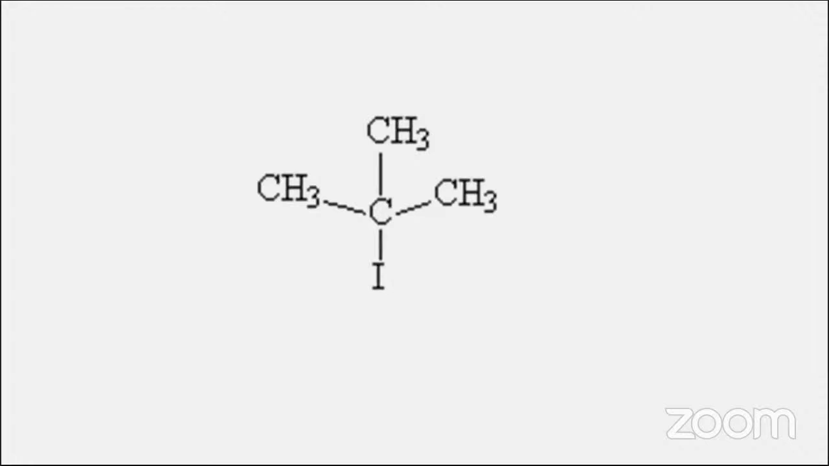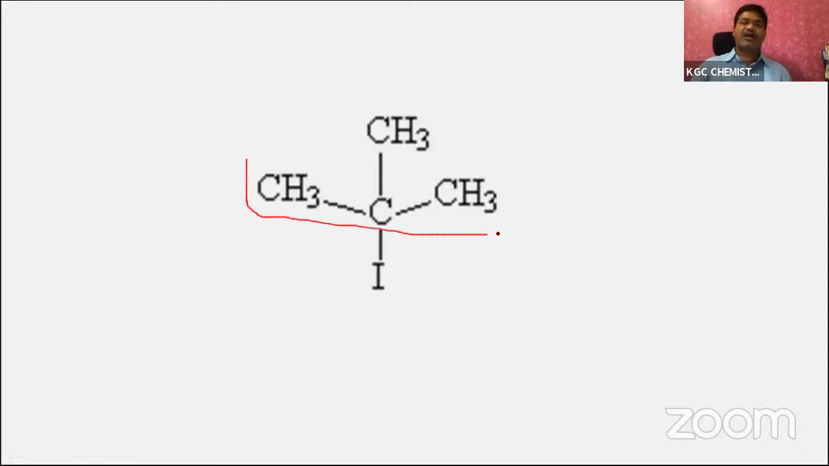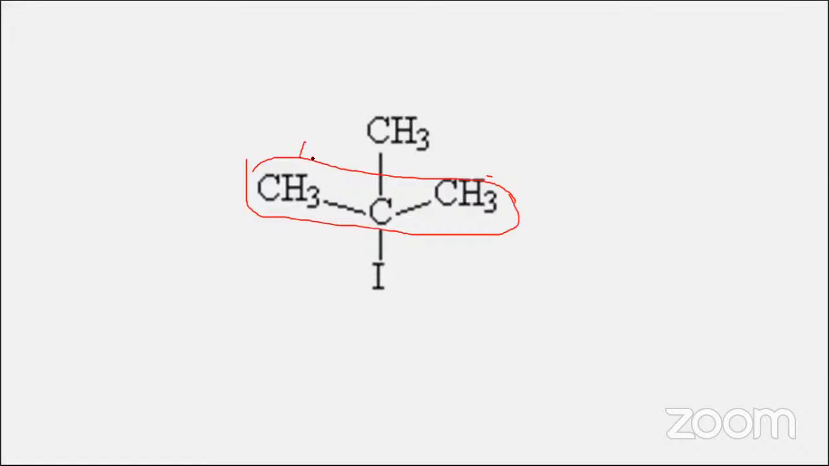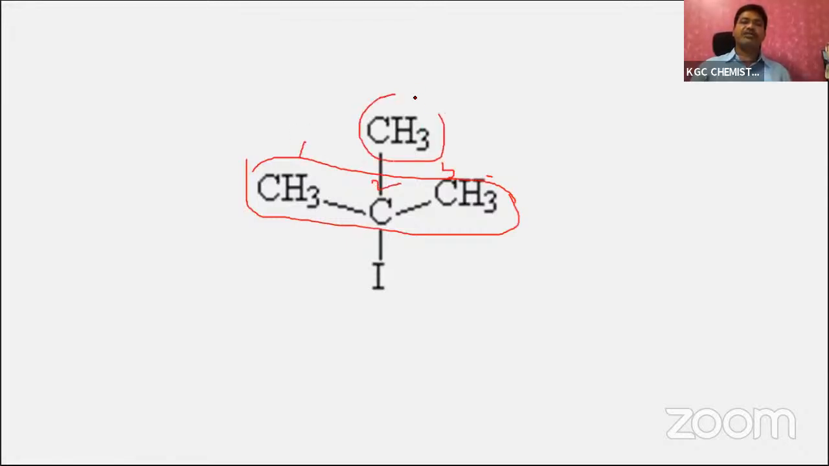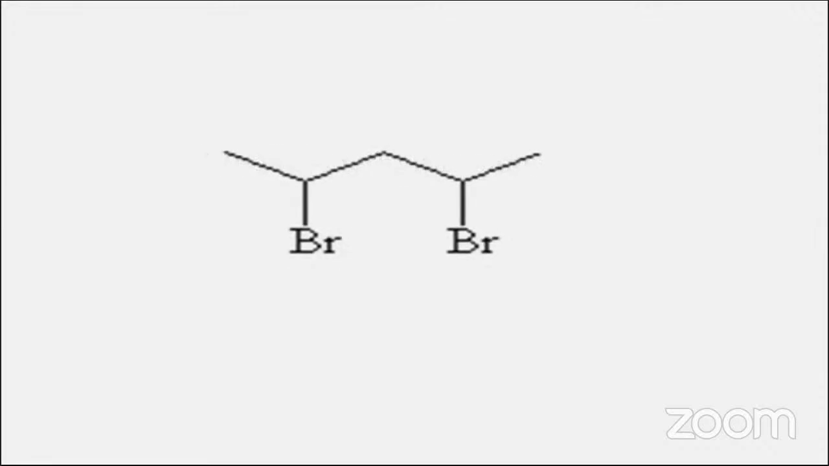2-methyl propane. Very good. 2-iodo-2-methyl propane. Because in the case of the IUPAC name, first we have to select the longest chain. This is going to be the longest chain. This is the first carbon, this is second carbon, this is third carbon. Therefore, at second carbon there will be a methyl group and iodine. That's why 2-iodo-2-methyl propane is the right answer.